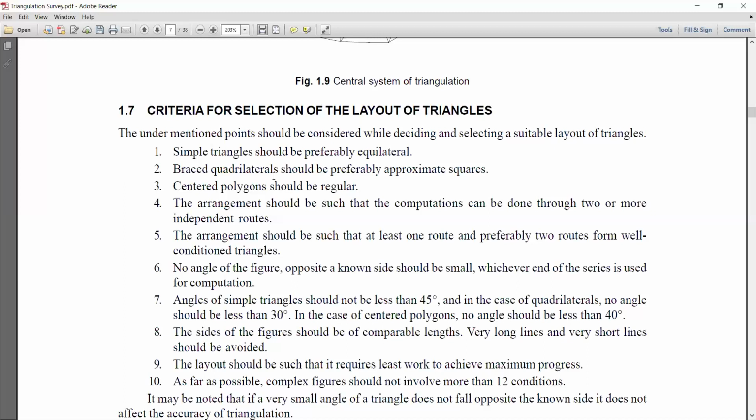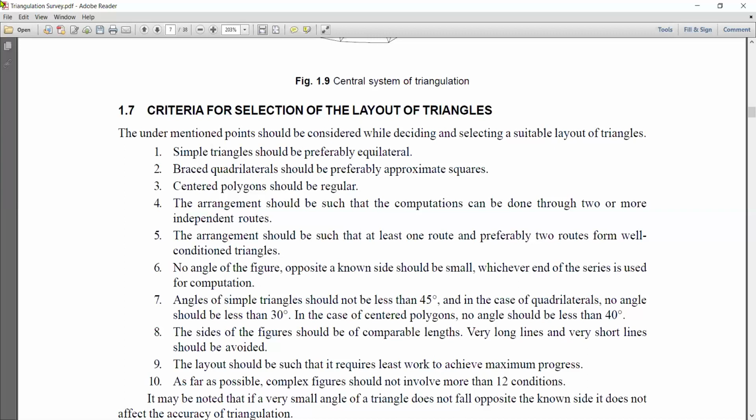The arrangement should be such that the computation can be done through two or more independent routes. The arrangement should not be complicated. It should be so simple that from any two triangles, the routes can be designed easily. The arrangement should be such that at least one route and preferably two routes form well-conditioned triangles. By those two routes, the triangles can be extended.